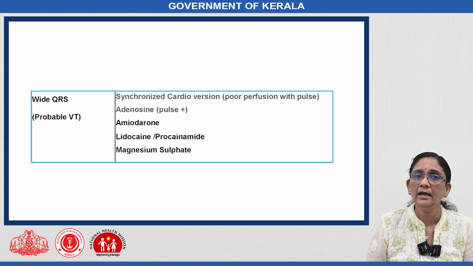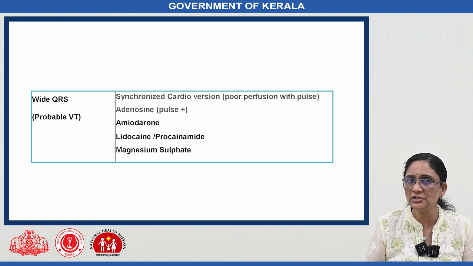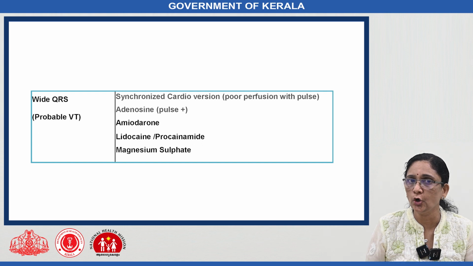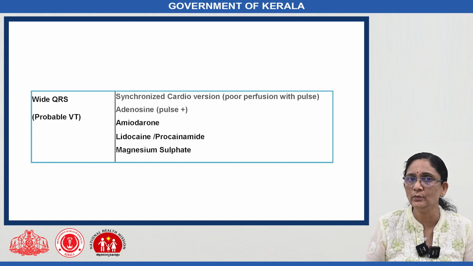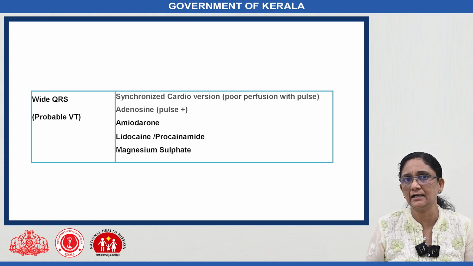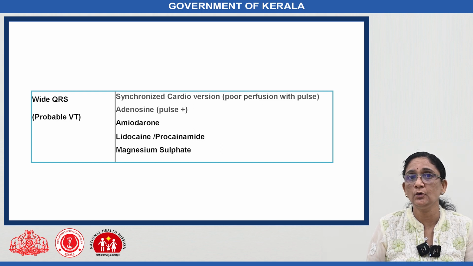And if the child has poor perfusion or the child does not respond to medicines, whether it is SVT or VT with a pulse, you can always give a cardioversion. So cardioversion means the shock is delivered synchronized. Cardioversion is always for a tachyarrhythmia with a pulse.